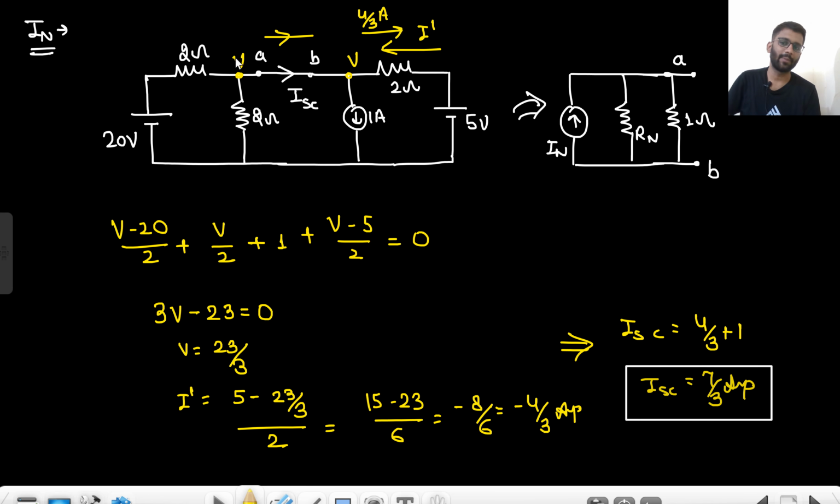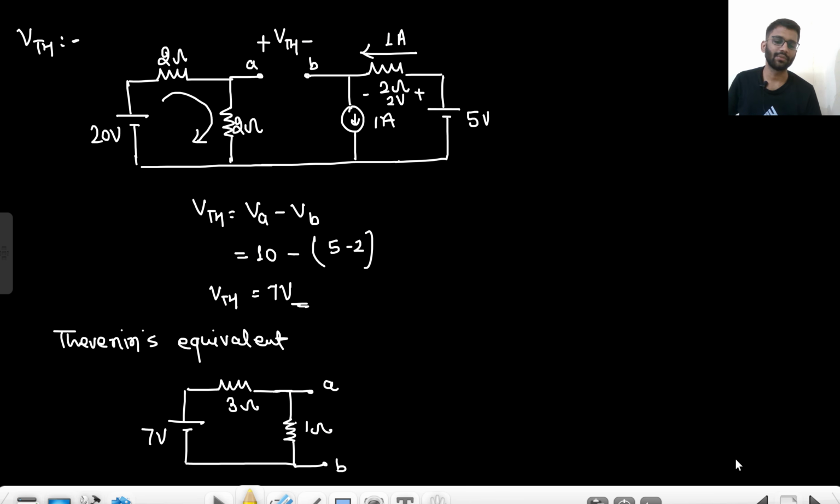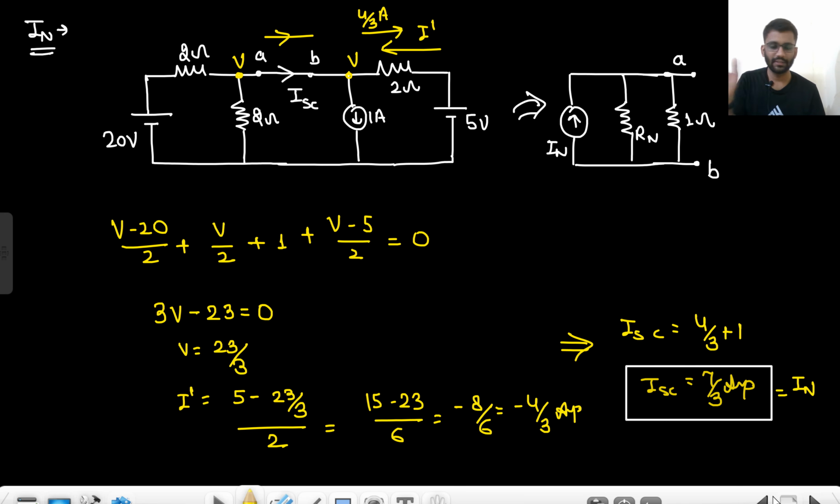What did I do? I found the potential. If I have this potential, I know this current. Then this current came out to be 4 by 3 ampere that side, 4 by 3 ampere plus 1 ampere. That means this is my ISC. So ISC is 7 by 3 ampere. That's it. So I know the value of ISC, that is equal to IN only. So IN is equal to 7 by 3 ampere and RN is equal to 3 ohm and VTH is equal to 7 volt. So this is the equivalent circuit.